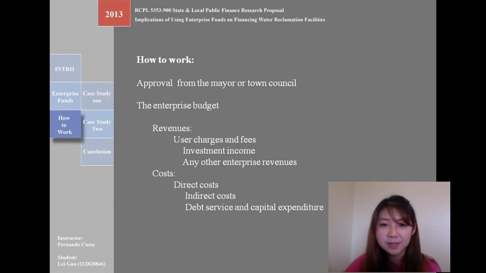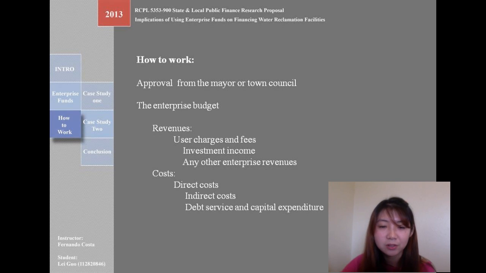The adoption of an enterprise fund should get approval from the mayor or town council. When an enterprise fund starts to work, the enterprise budget should be estimated. An enterprise fund budget includes revenues of this project and all expenditures of this project, and sometimes it includes changes in net assets. Enterprise revenues should contain user charges and fees, investment income, and all other enterprise revenues. All of these revenues must be used for supporting this project and cannot be spent on any municipal operations or to subsidize government's general funds.